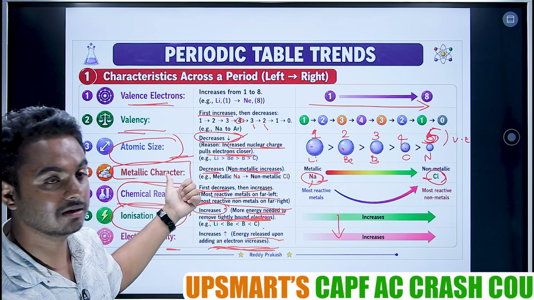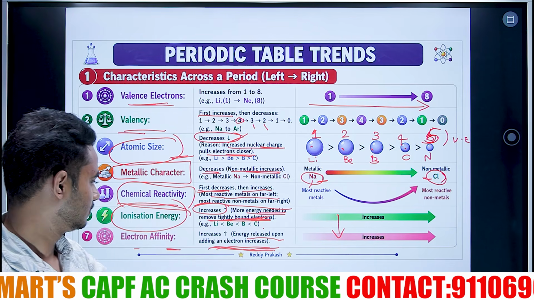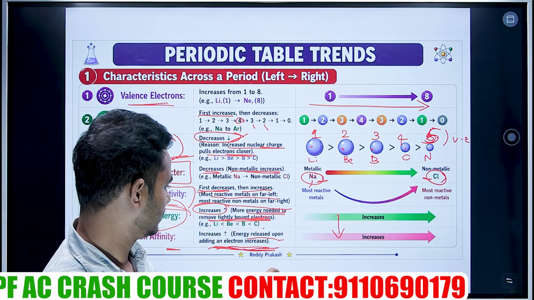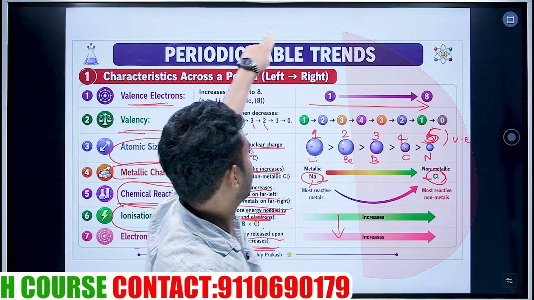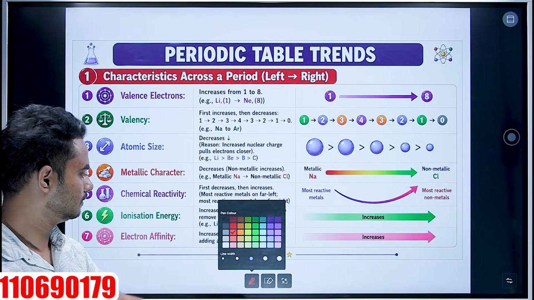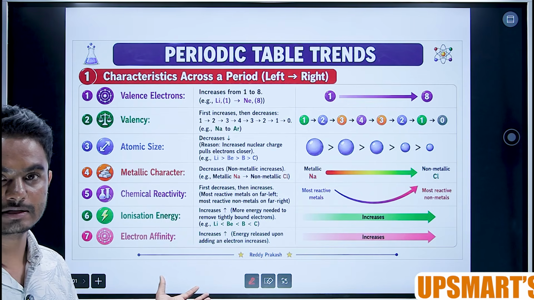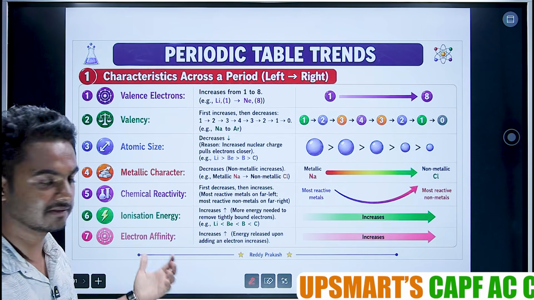I'm telling, keep it in 1080p. Take a screenshot of this. Wait, I'll clear so that your screenshot will be easier. Take a screenshot of this by keeping it in 1080p. Revise it daily. You will get a question from this. It is an easy slide.